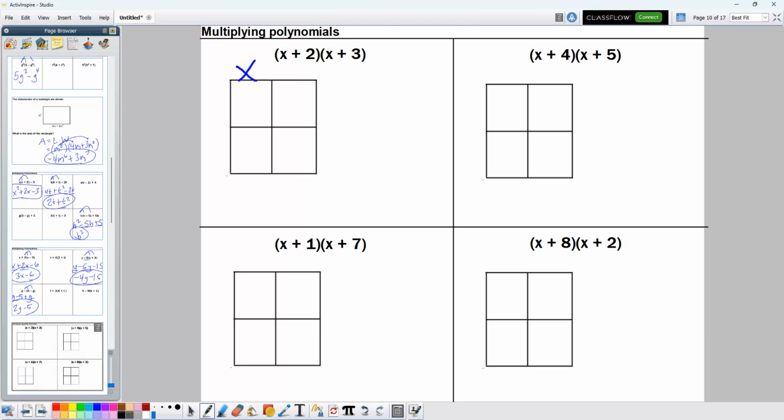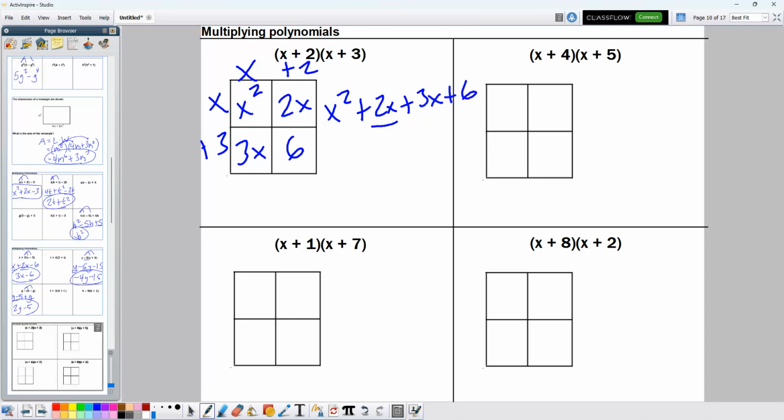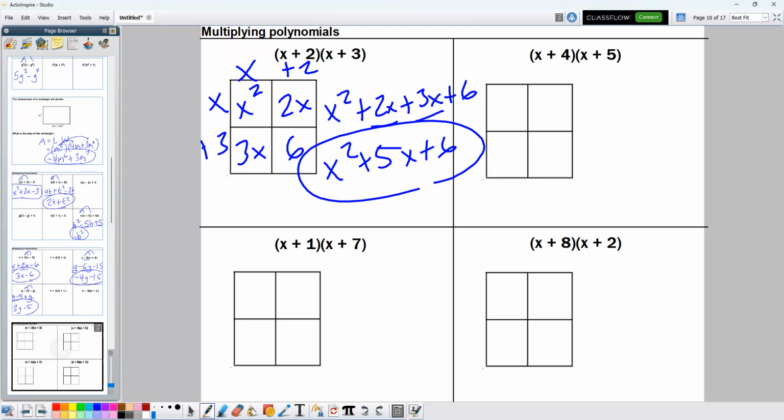So I've got x plus 2 times x plus 3. And I'm going to kind of fill in these boxes. I've got x times x goes right here. That's x squared. 2 times x would be 2x. X times 3 would be 3x. And 2 times 3 would be 6. I'd come over here. I'd write everything that's inside the boxes. X squared plus 2x plus 3x plus 6. I have some like terms right there in the middle. X squared plus 5x plus 6. 2x plus 3x is 5x.